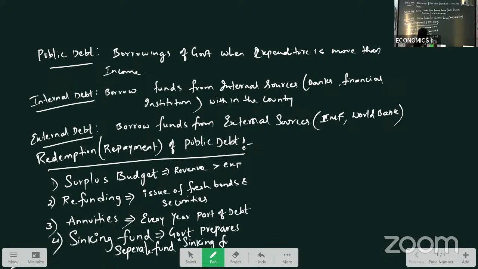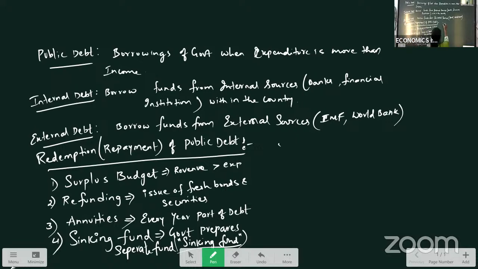Every year from the revenue, they transfer an amount to the sinking fund, and that money is used for repayment of debt. Whatever revenue they are receiving, a certain amount will be transferred to the sinking fund account. The government will maintain the sinking fund account. So when they receive the revenue, a particular amount is transferred to the sinking fund, and that amount is used for repayment of debt. Okay, so that method is called sinking fund.